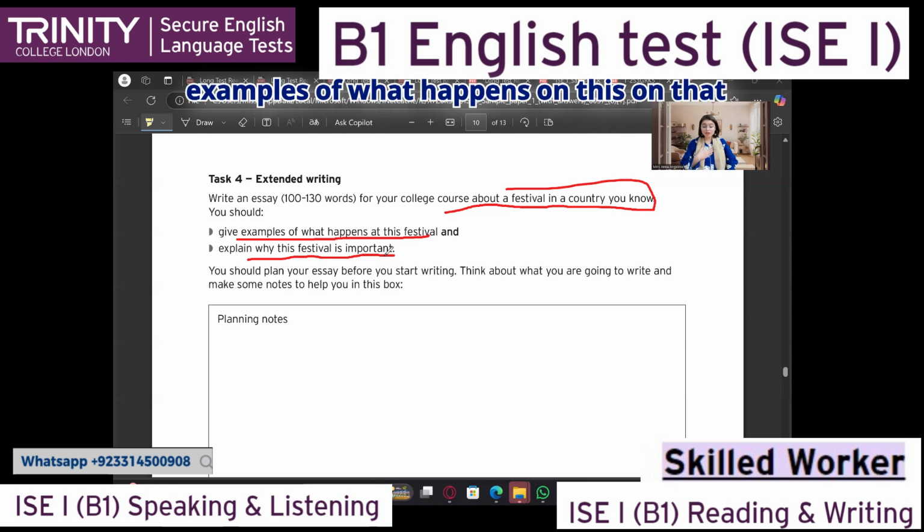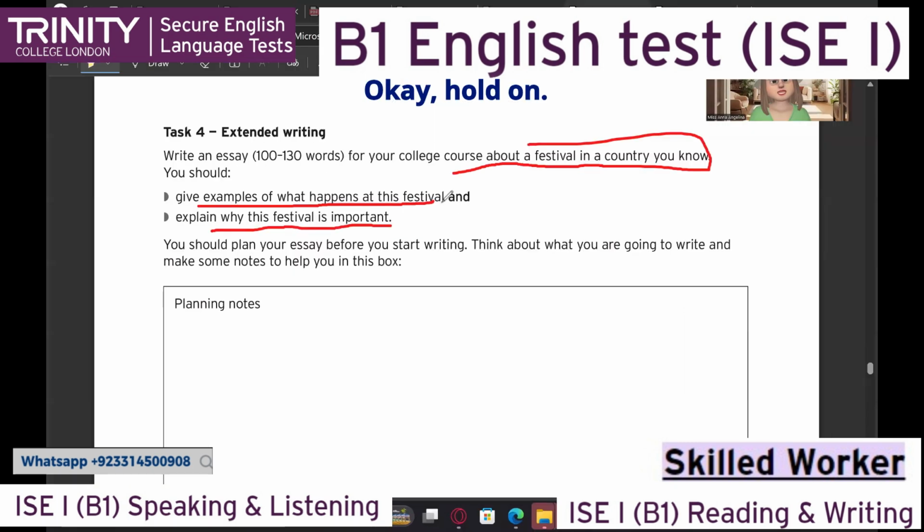And I want to give examples of what happens on that festival. People wake up early, go to the mosque, the rest is on you. You can write that. Secondly, I want to explain why the festival is important. It is important for family get-togethers, for performing religious duties, for meeting friends and family after a long time. It could be anything like it. Can you write it by yourself and show it to me? Why not? Please. Okay. Hold on.